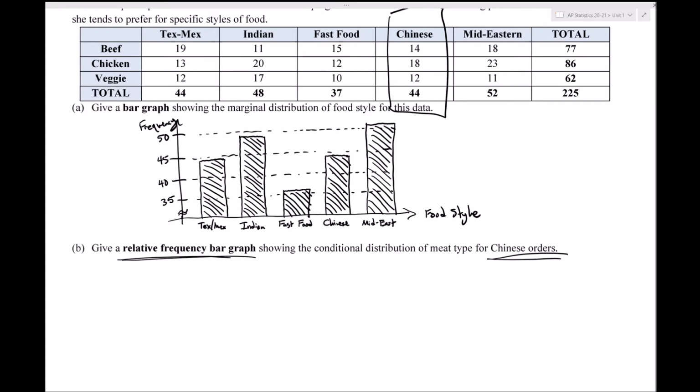So under the condition, we're choosing Chinese food. What does the distribution of meat type look like within that data set? That's what we mean by conditional distribution: under the condition that we are going to order Chinese. So we would probably ask questions like, what's the probability that she's going to want to order a beef plate? Under the condition that she's going to order Chinese, what's the probability that she's going to want vegetarian? That sort of thing. This is the reason why we call it a conditional distribution. So they want a relative frequency bar graph.